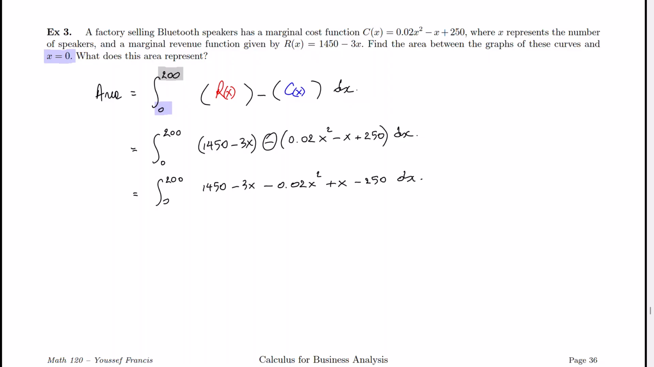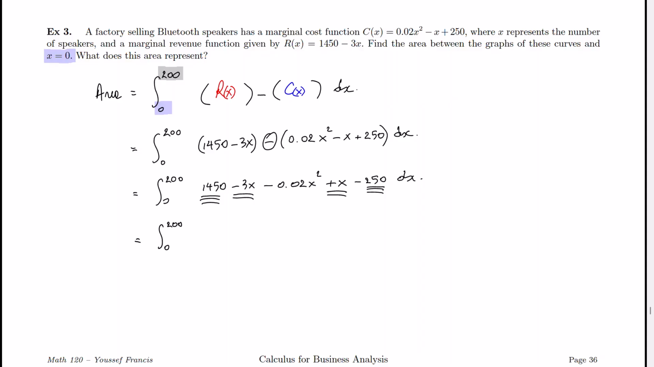Now, if you'd like, we can combine this and this. They both have x's in them. We can also combine the 1450 with the negative 250 because they're both regular numbers. This way, we're integrating only 3 terms rather than 5. So let me do that next.